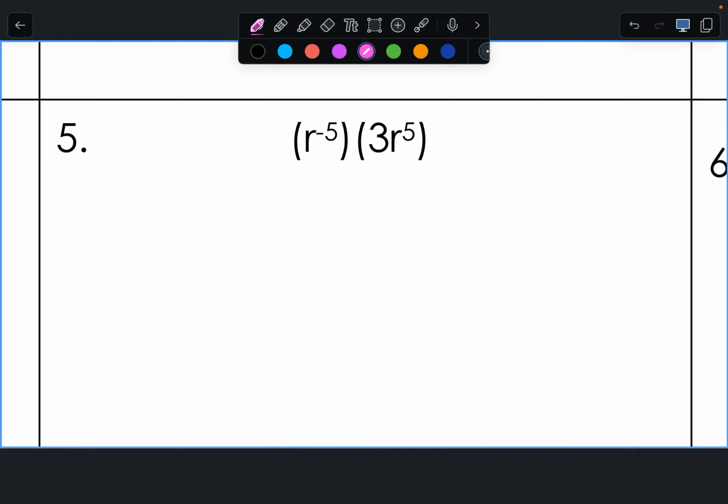Ready? Number 5. This one is what rule? Product rule. So, let's group. 3 is out by itself. The second group are my r's. So we have r to the -5 and r to the 5. The product rule tells us that when we multiply the variables, you add the exponents. But -5 plus 5 is 0. So that means it cancels out. You're left with just a 3.